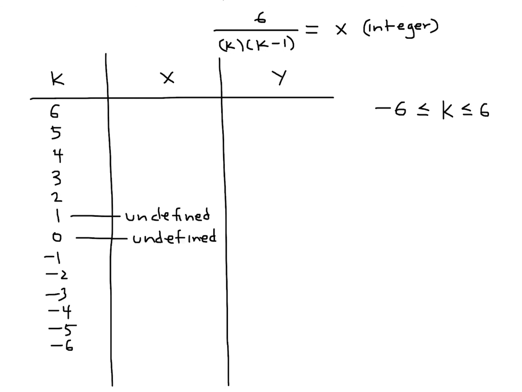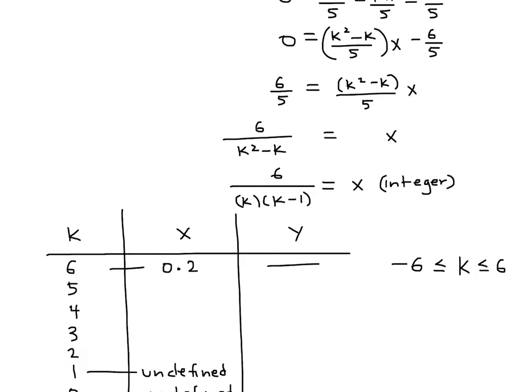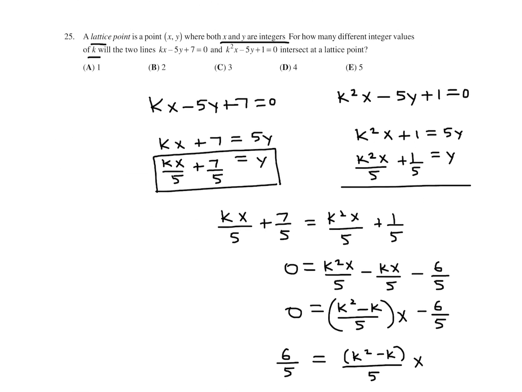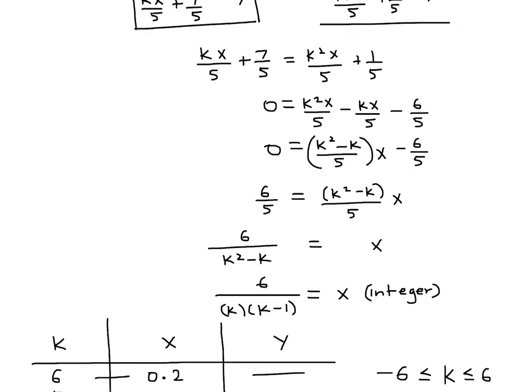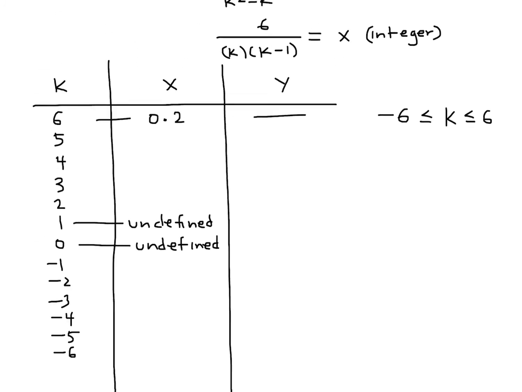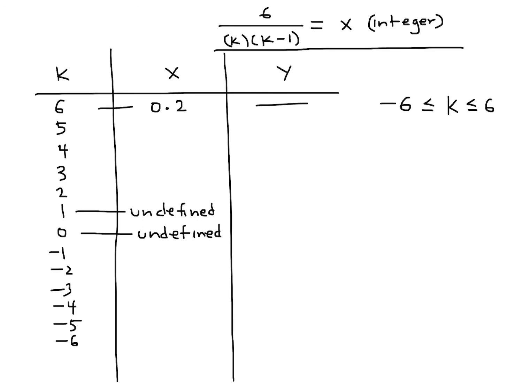When k is 6, x becomes 0.2. Is that an integer? No. So we don't need to figure out the value of y. Both x and y have to be integers in order for this to be a lattice point, according to the question. A lattice point where both x and y are integers. So that's what we're interested in. All right, let's keep going for this expression. When k is equal to 5, this becomes 0.3. So, no good. When k is 4, this becomes 0.5, the value of x.